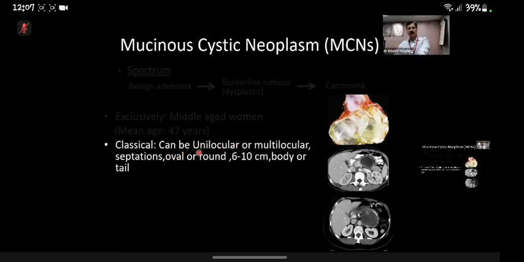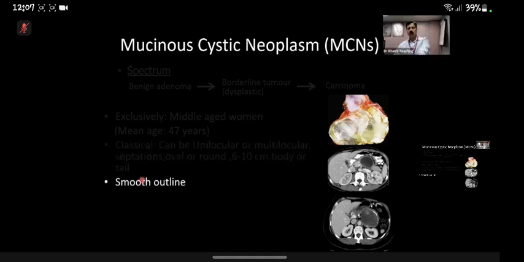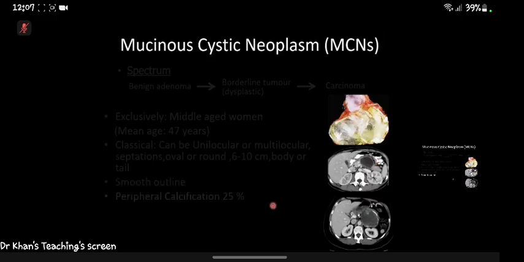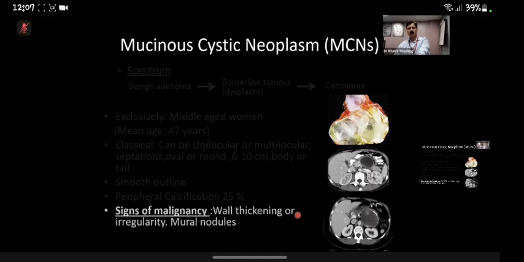So the classical appearance is that it can be unilocular or multilocular, but the cysts are going to be larger, and it can be very large also. So body or tail is more common. Smooth outline. You remember the outline of the previous one was lobulated because of small cysts. This one has got a smooth outline, and the calcification is going to be peripheral.